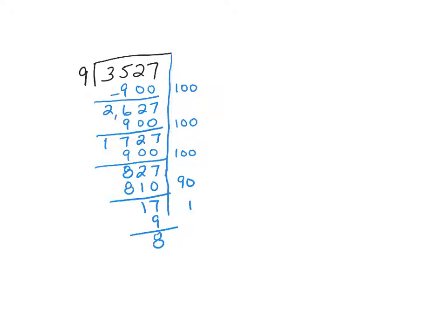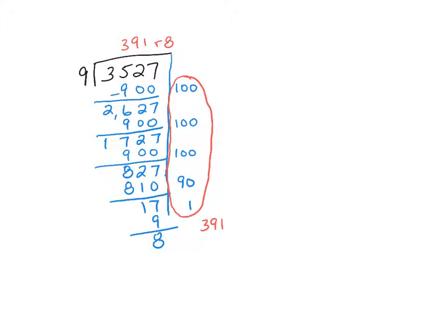Now all I need to do is figure out, well, how many items did I put all together into all those groups? And I'm going to do that by adding up those numbers. 100 plus 100 plus 100 plus 90 plus 1 gives me 391. So my final answer to this is 391 with a remainder of 8.